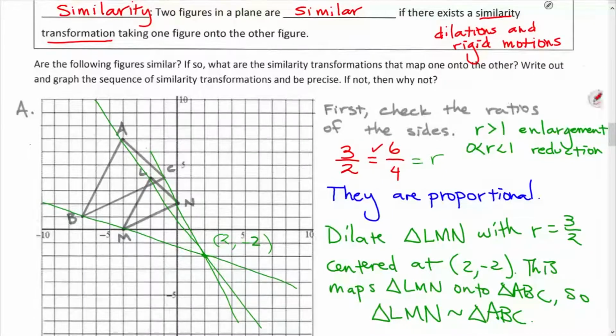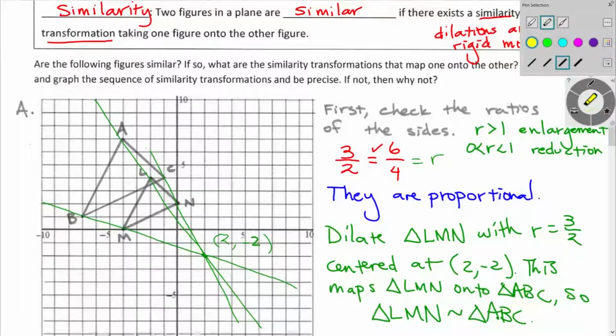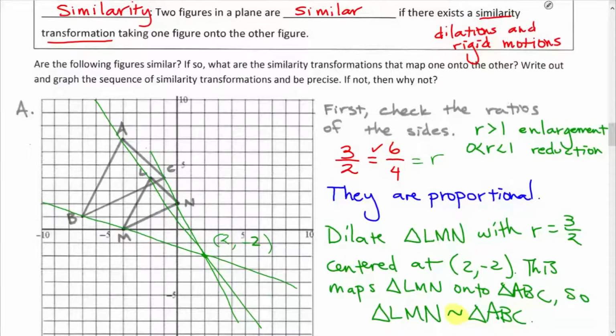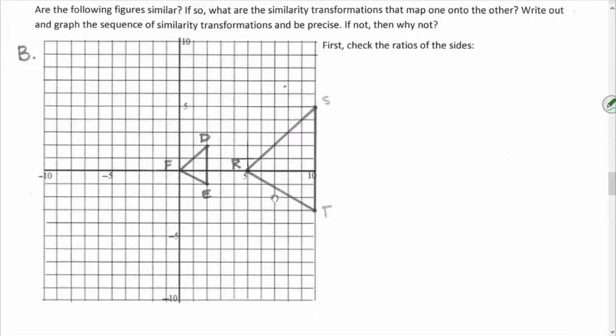This is a new symbol for us, and this is the symbol for similarity. It's just like congruence without the equals, because it has the same shape but a different size. Let's try this next one. First, we're going to check the ratios. So I'm going to look at DE and ST because they're both vertical. And I can again go big over small or small over big. I'm going to go small over big, so it's different than last time. So I have 3 over 1, 2, 3, 4, 5, 6, 7, 8. 3 over 8 is that ratio.